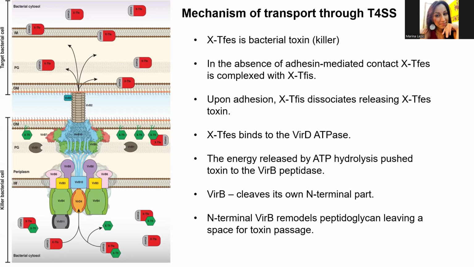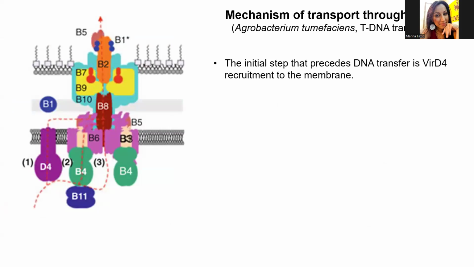Agrobacterium DNA transport is much simpler, and it was used in genetic engineering of plants. So what I was telling you about the transport of toxin, the protein transport by the type 4 secretion system, this is DNA.